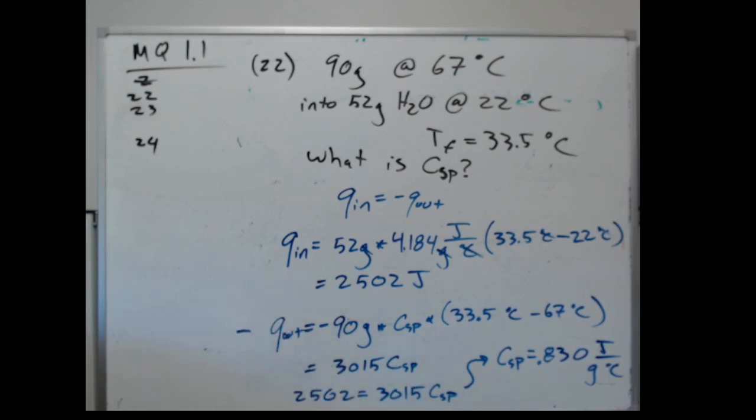So less than 4 is good. Most of the metals are somewhere between like 0.1 and 1. So this is a reasonable answer.